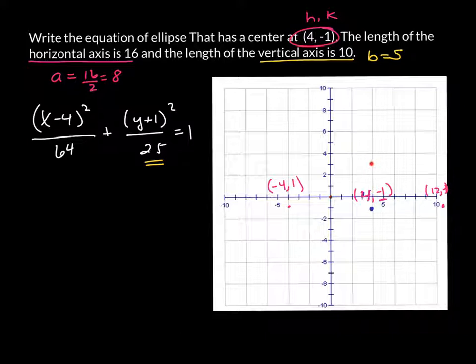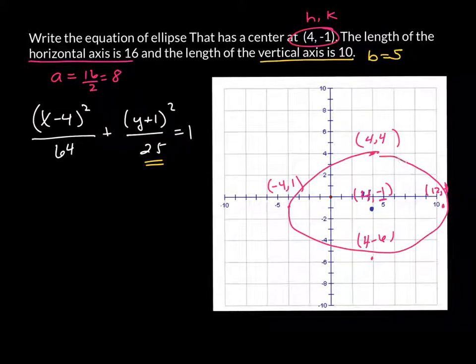Now, for my other direction, I'm going from the center of my ellipse, and I'm going 5 units up, and I'm going 5 units down. Now notice with this, the x values are going to stay the same, but what's changing here is the y values. So that gives me 2 points on my graph, which will be (4, 4) and down here, (4, -6). So there I have my ellipse. I can go ahead and draw that in.